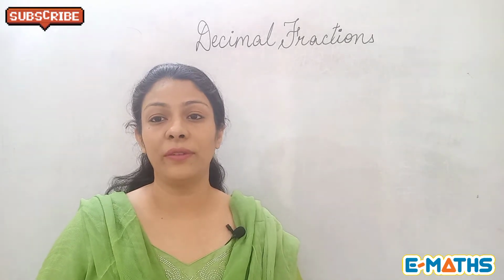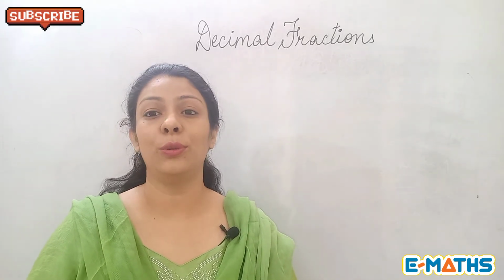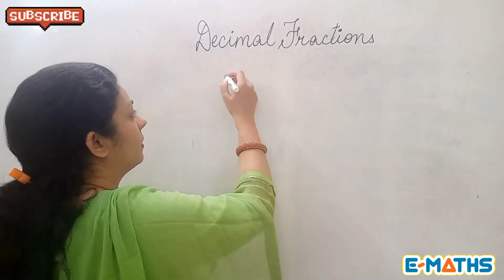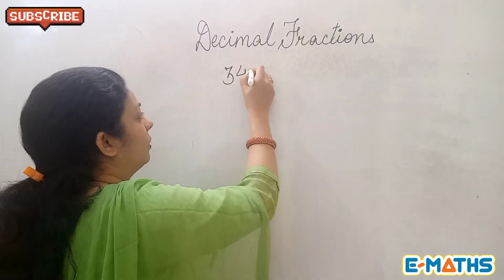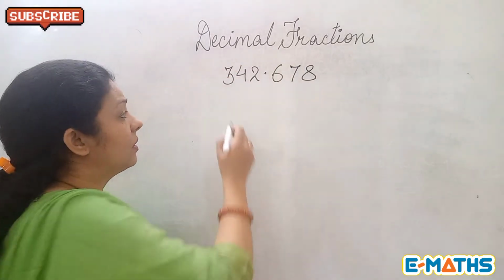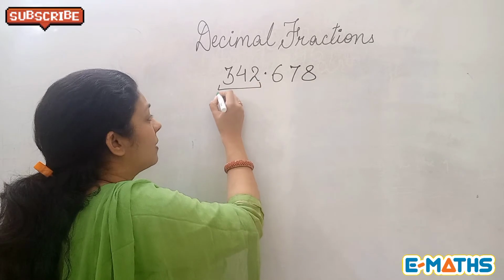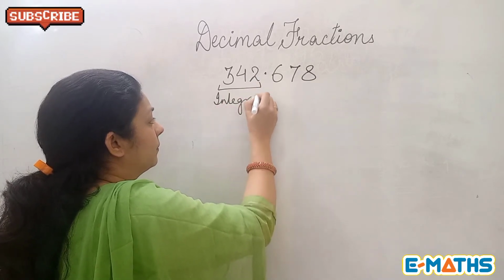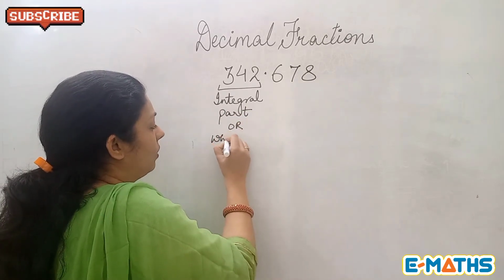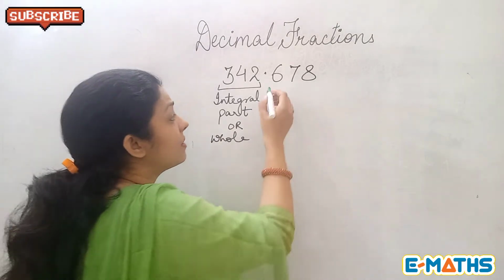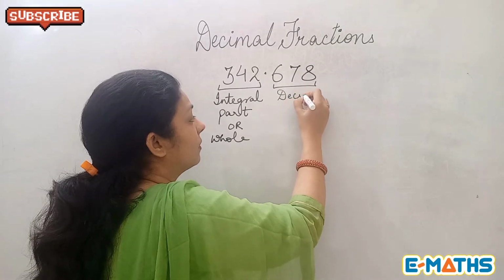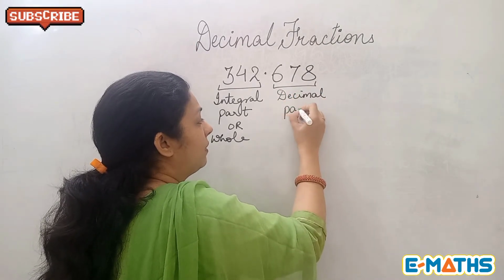As I'm starting this topic from scratch, let me tell you what decimal places are first. So I'm going to write down a number. Let me say 342.678. This part is known as the integral part, or you may also say it is the whole part. Whereas the part that is after the decimal is the decimal part. This is the decimal part.